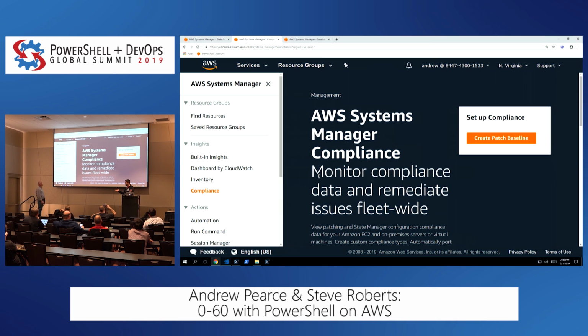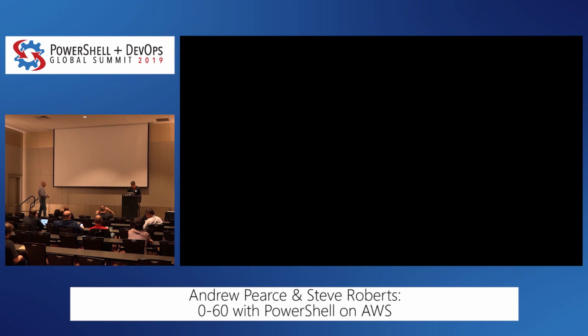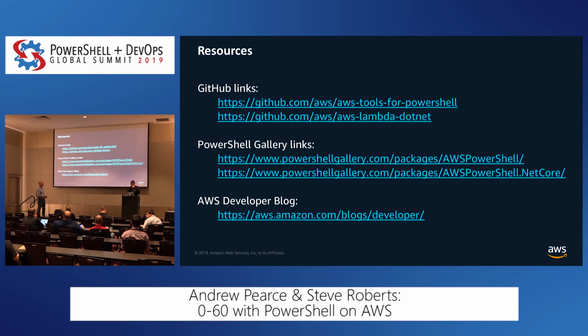So any questions? Well, back to the slides because we have a couple of links. So that's 0 to 60, right? Going from the AWS tools for PowerShell all the way through to all the other places in Systems Manager where you can use PowerShell, EC2 instances, etc.